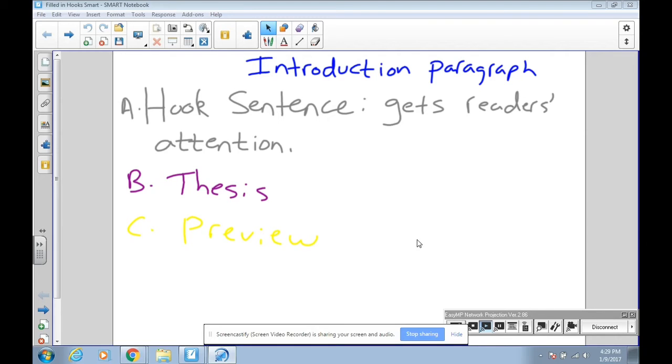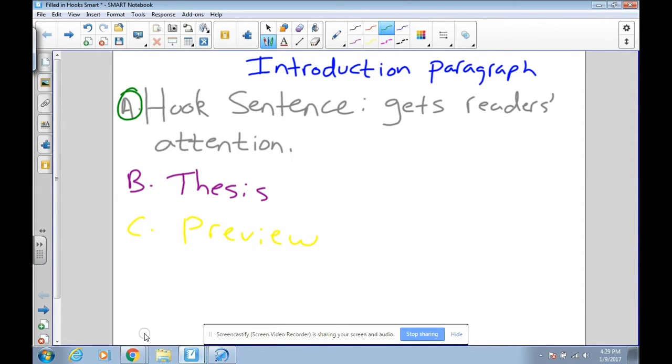In this video, we're going to talk about how to create hook sentences. If we take a look at the parts of an introduction paragraph, notice how the hook sentence is the first sentence in an introduction paragraph. And the hook sentence's job is to get readers' attention. So in class, we discussed 6 different types of hook sentences.